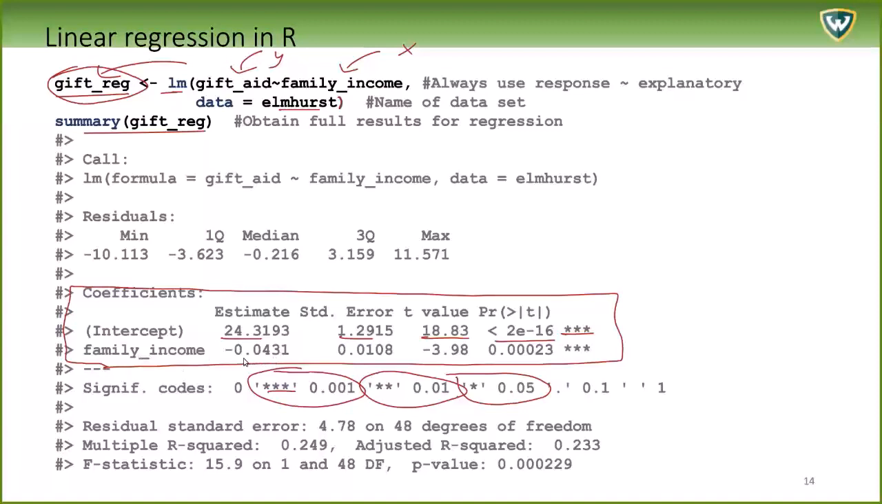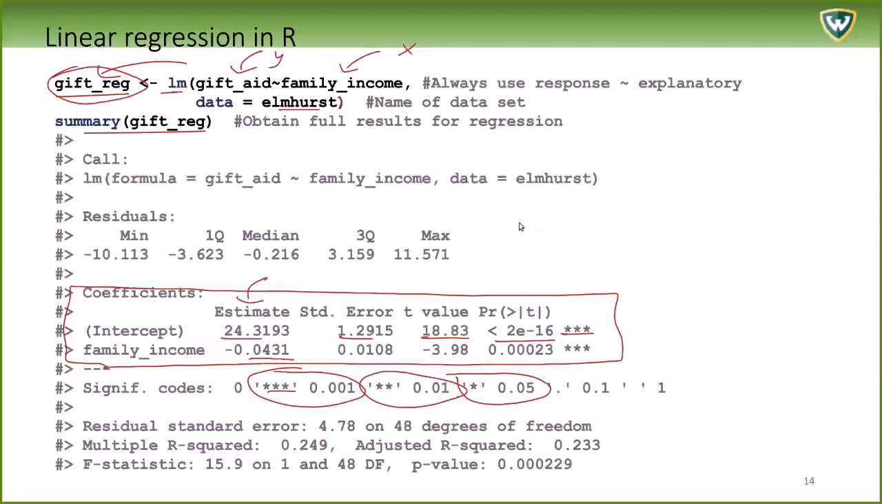So the estimate, this is the slope, which is the B, which is the impact of an additional unit of family income on gift aid, on the outcome variable. Here it's negative, so we already see that the impact is negative. That is, the higher the family income, the less the outcome variable of interest, the y variable, the gift aid in this case. So this negative already implies that we have a negative relationship.